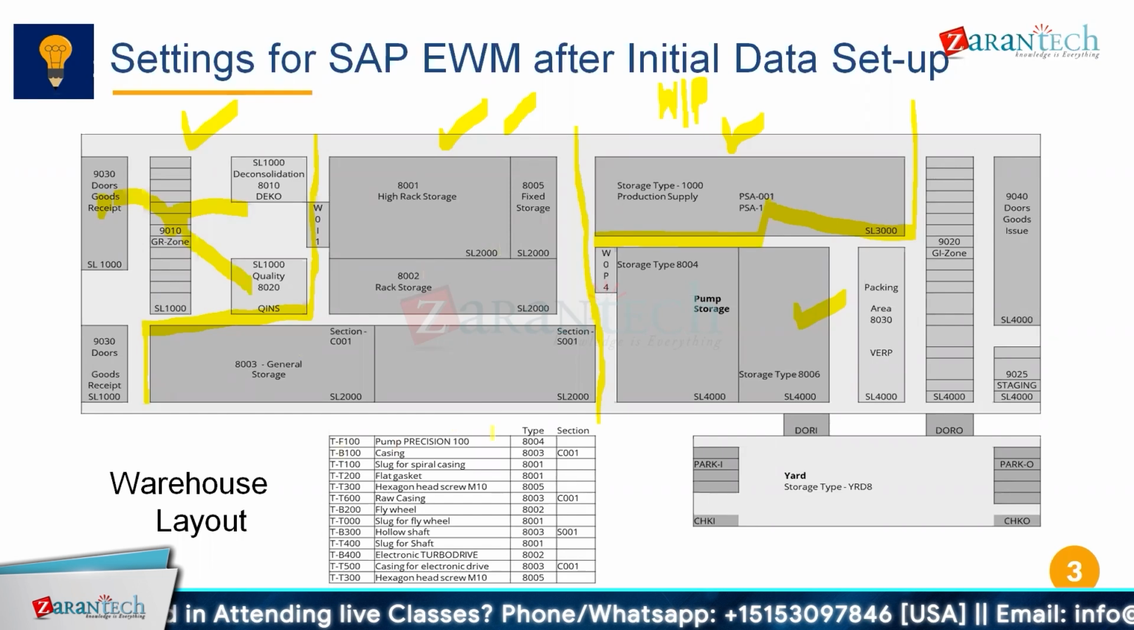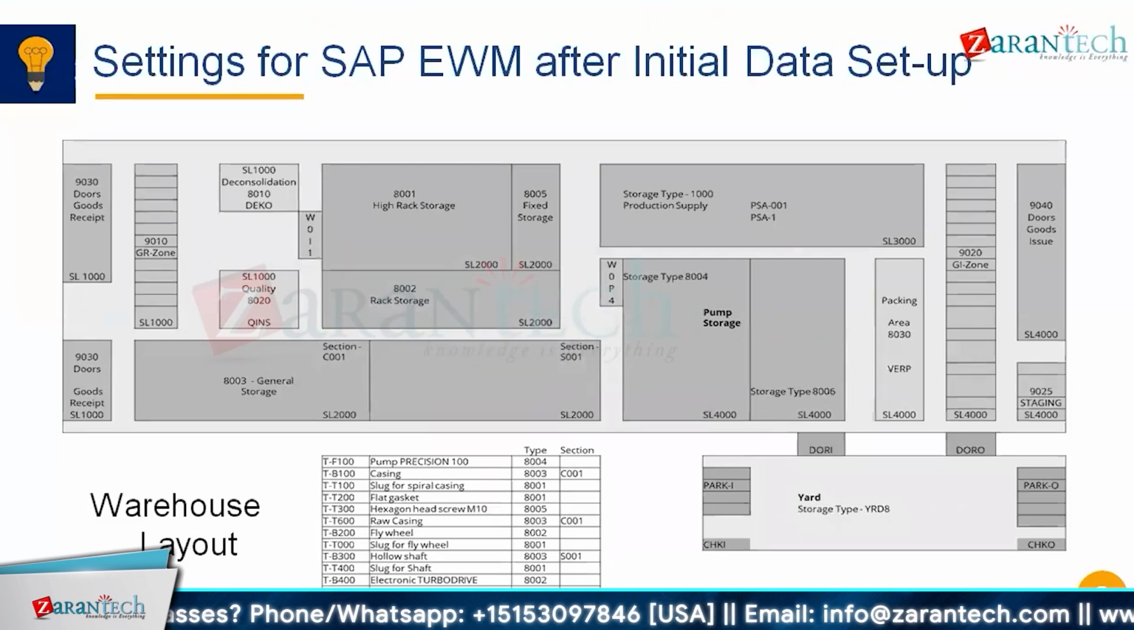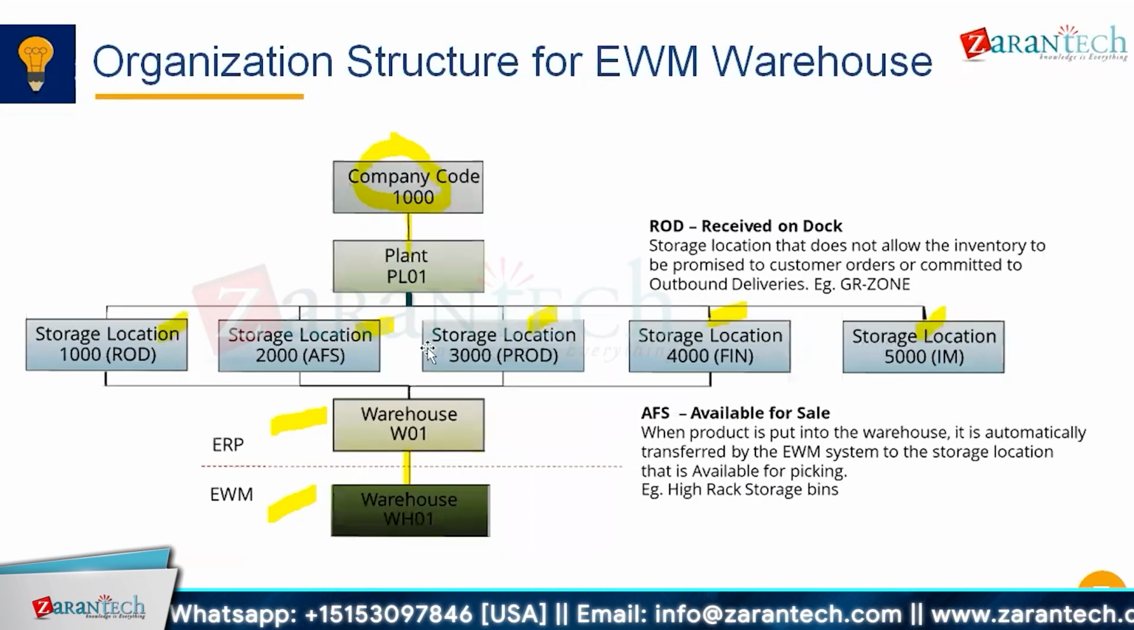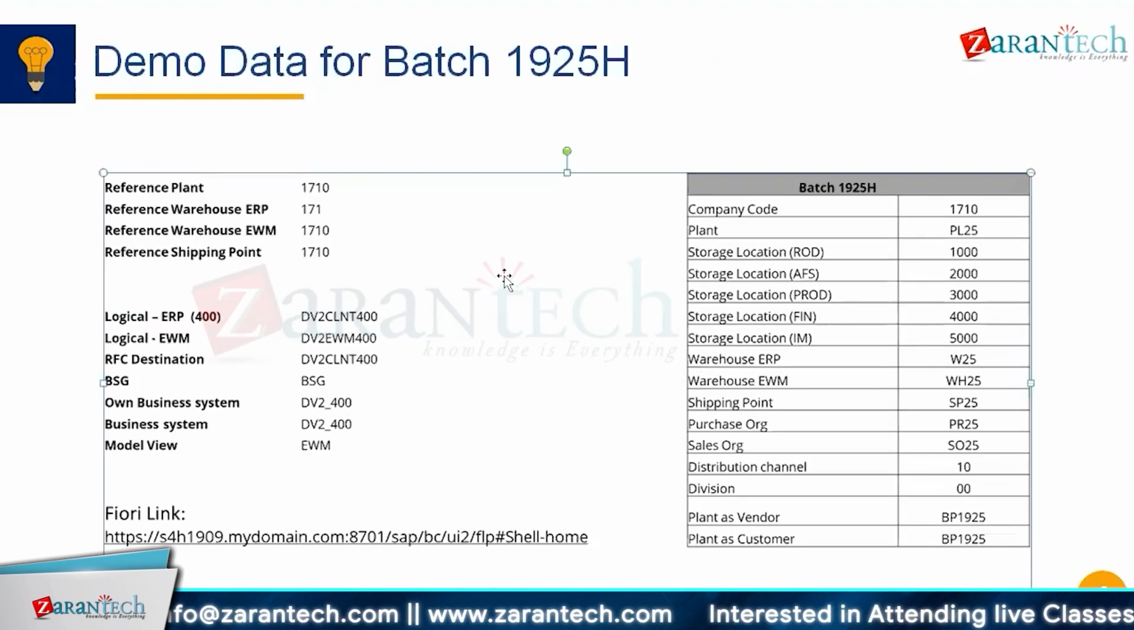I will take a pause here. Okay, so we are going to create 4 storage locations for the plant. I think the first thing we'll do is create our plant and storage location and the 2 warehouses, the ERP and EWM warehouse. We will spend some time. We will first identify what data we're going to set up for our batch. We know what the storage location is, but we put some naming convention for our batch.